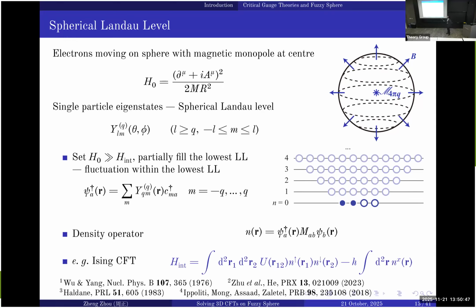So the Ising CFT would be realized through the competition between an Ising type interaction, that is a repulsion between spin up and spin down electrons, which we write as a density-density potential, and also a polarizing term, which is analogous to the transverse field.